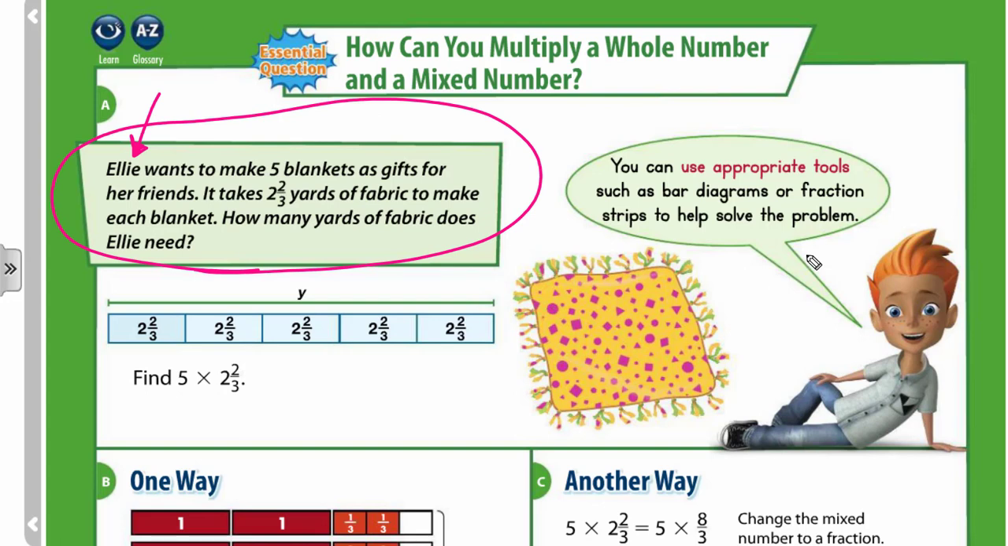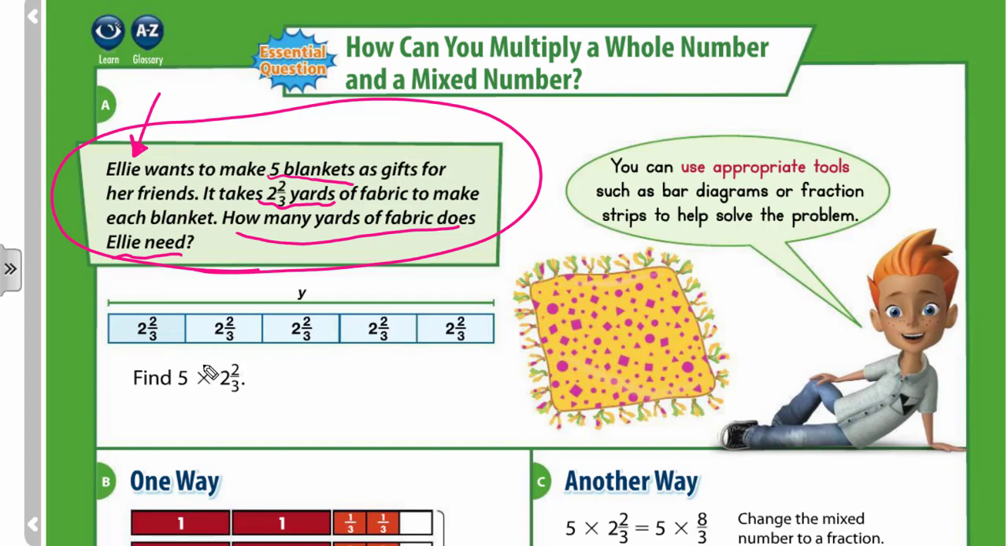Ellie wants to make 5 blankets as gifts for her friends. It takes 2 and 2/3 yards of fabric to make each blanket. How many yards of fabric does Ellie need? Okay, to find how many yards of fabric Ellie needs, we should use multiplication, of course. Okay, thank you, Abdulaziz.